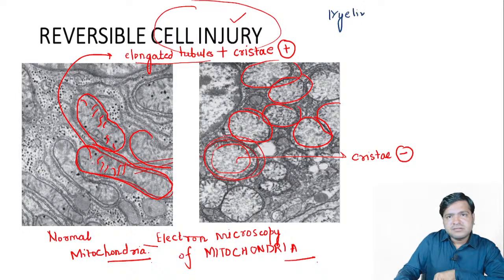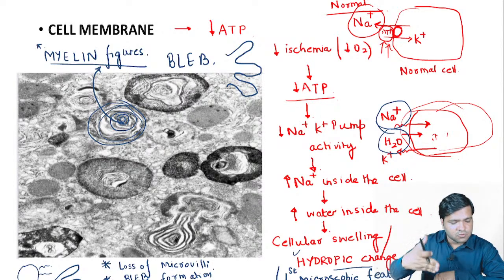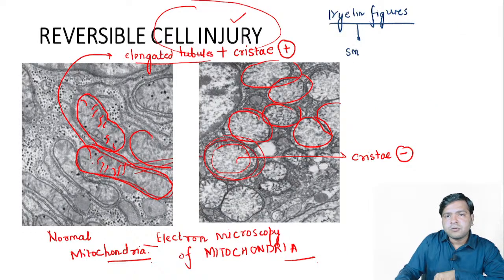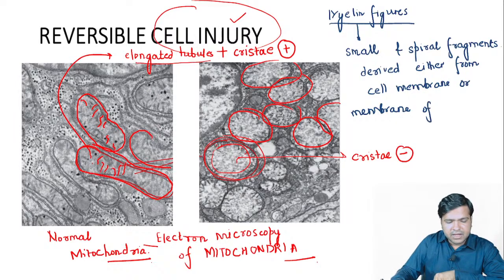So now what are myelin figures? As per the image that you are able to see over here, these are small spiral fragments, like when you cut a piece of onion. Just try to see it over there. So write down: these are small and spiral fragments derived either from the cell membrane or from the membrane of organelles.